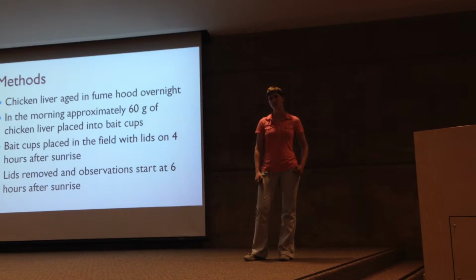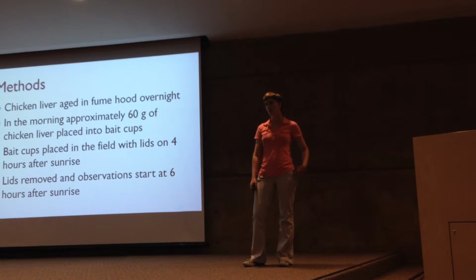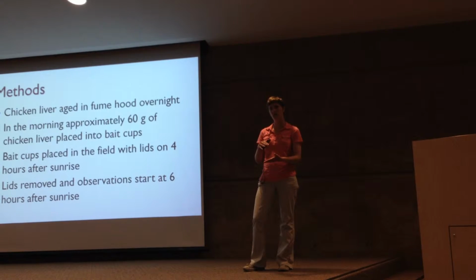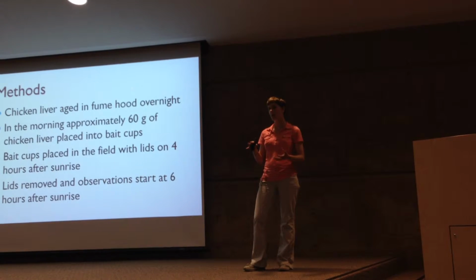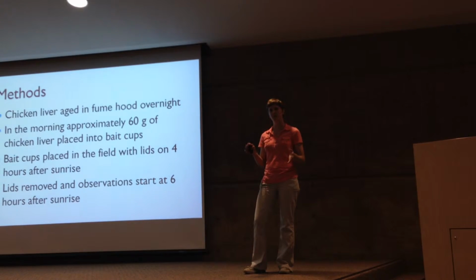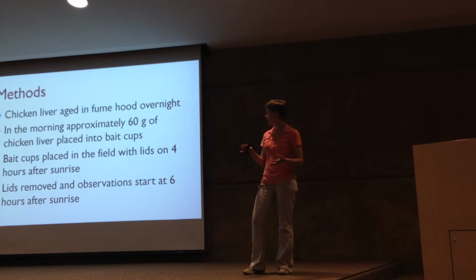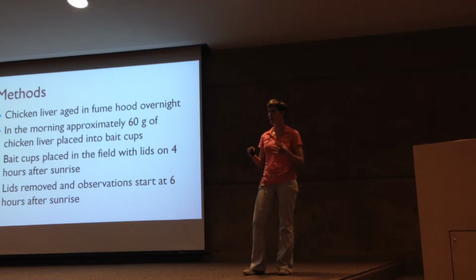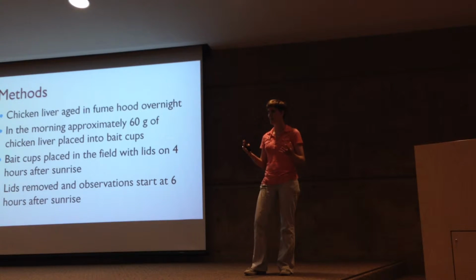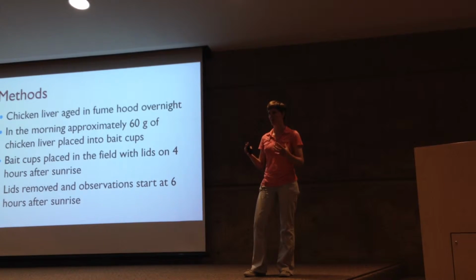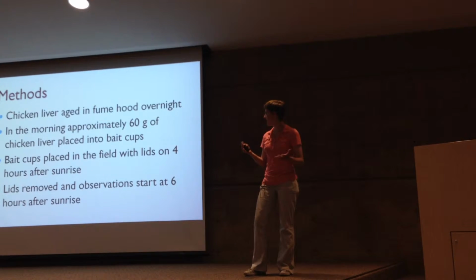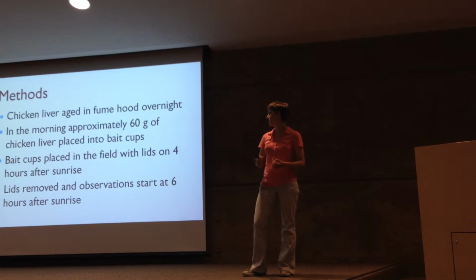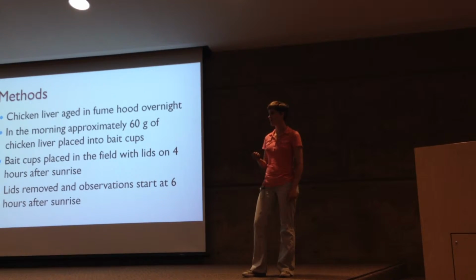The chicken liver is aged in the fume hood overnight, and then in the morning I put about 60 grams of chicken liver into the cups. The cups are covered and then put into the field about 4 hours after sunrise. Right now sunrise is about 6 a.m., so that would be 10 a.m. when I put the cups out. Then 2 hours later, after the chicken liver has had time to warm up and become nice and smelly, the smellier the better. The more it smells, the more it's attracted to it, because dead bodies tend to smell because the tissue is decomposing. So around noon, I remove the lids and observations start.